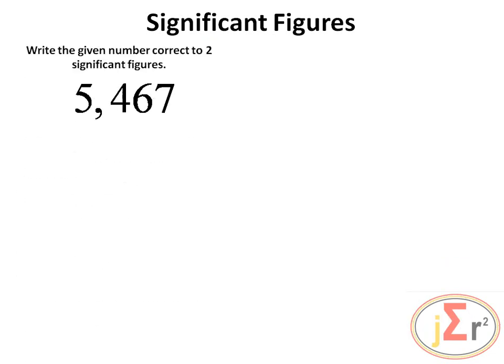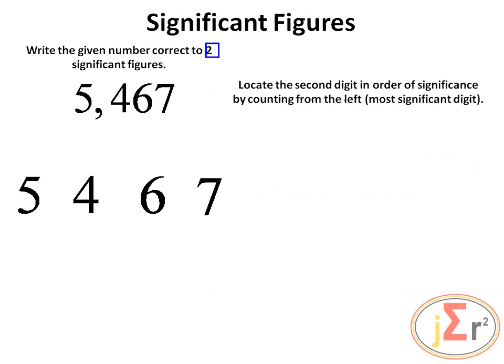We're going to write that same number that we did before, this time to 2 significant figures. We are highlighting the 2, showing that we are looking at the second most significant digit. Locate the second digit in order of significance by counting from the left, which is the most significant digit, so we are going to do that.